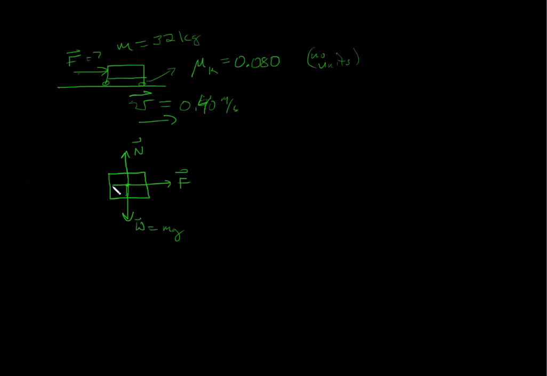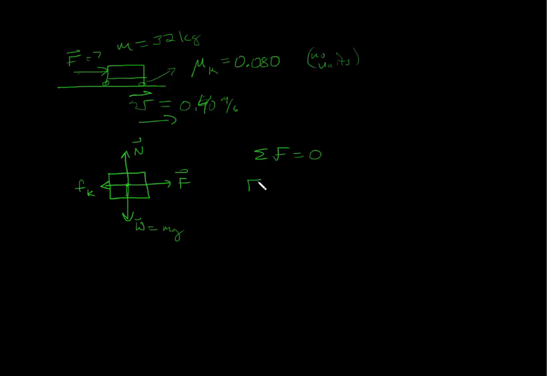But because there's friction, we're going to have some friction coming backwards. And since it's moving, this is kinetic friction. All right, so the first thing we may want to do is just set it up. It's at constant velocity, so that means that the net force is equal to 0. So let's add up the forces. And all we care about is the motion this way.